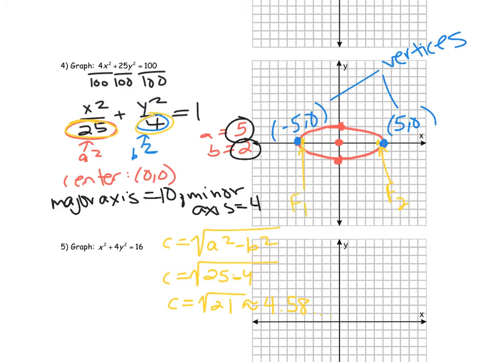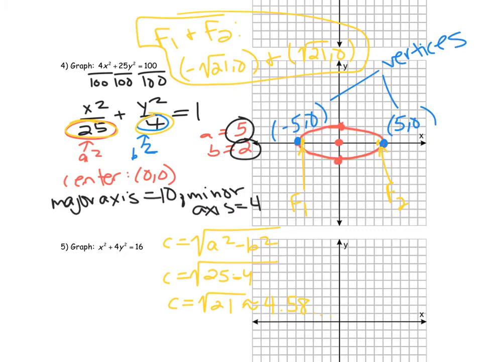And to just label what the actual endpoints are, we're going to label our foci 1 and 2 with the following coordinate values: negative radical 21 comma 0 and radical 21 comma 0. All right, guys, so this is all the information that we need for this question.